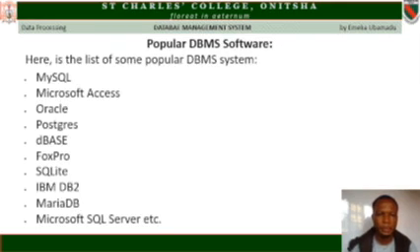Now let us look into the popular database software. Here is the list of some popular database software. We can also say that these are examples of database management systems. Number one is MySQL, then Microsoft Access, Oracle, Postgres, dBase, FoxPro, SQLite, IBM DB2, MariaDB, Microsoft SQL Server, and so on. These are the examples of database management systems.